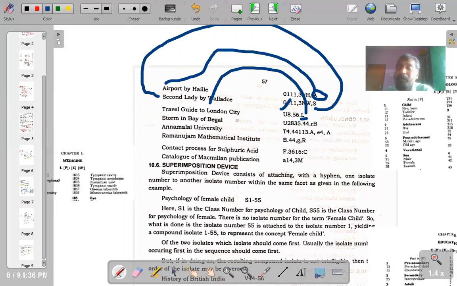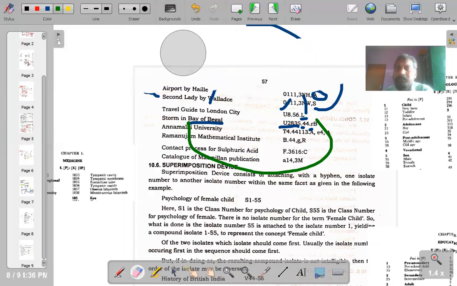For example, a storm in the Bay of Bengal. The number for storm is U2835.44 India. Point R stands for ocean. But how to individualize this ocean? We don't know which ocean that is. So you write Bay of Bengal. We make use of B. B stands for Bay of Bengal, the first letter of Bay of Bengal. So even to individualize natural physiographical features like mountains, deserts, valleys, oceans, rivers, lakes, you can make use of these alphabets. Fine. Okay. I'll give a few more examples.